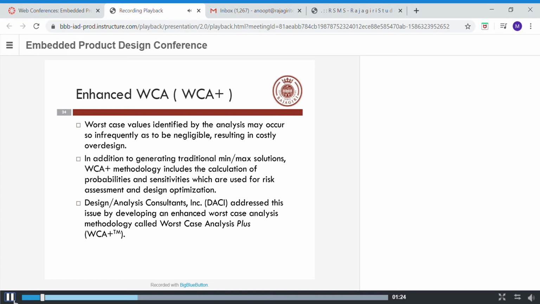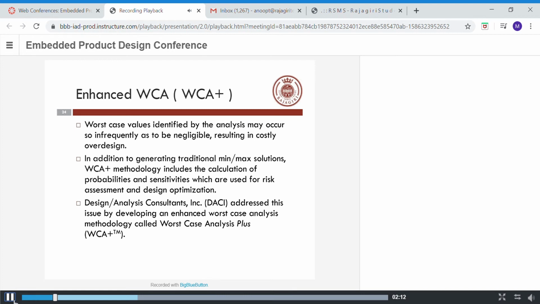Now we will start with what enhanced WCA is, and we will see what is the difference between WCA and WCA plus. So, worst case values identified by the analysis may occur. So the point is, why are we doing WCA? The whole idea of WCA is to make sure that these particular issues don't happen, or whenever there is a movement from the maximum and minimum limits, there is no big issue with respect to the functionality of the particular system. So that's the idea.